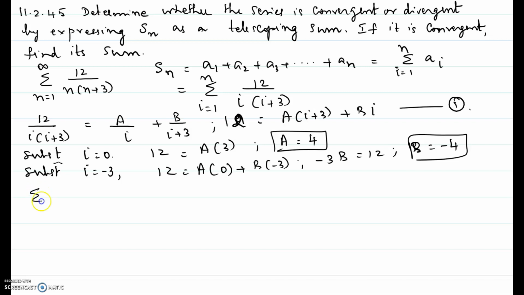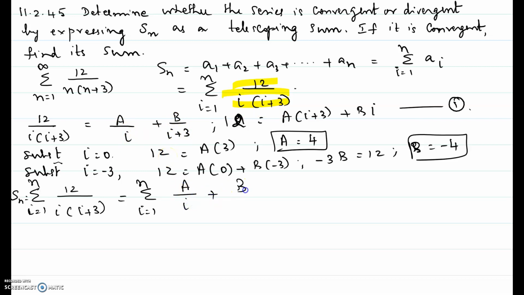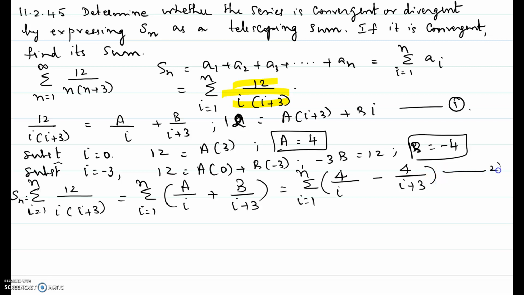So now we can write the partial sum Sn, which is equal to sigma i varying from 1 to n, 12 over i times i plus 3. From what we found out for a and b, we have written this 12 over i times i plus 3 as a over i plus b over i plus 3. So if you substitute the values of a and b, it becomes sigma i varying from 1 through n of 4 over i minus 4 over i plus 3. We call it step 2.